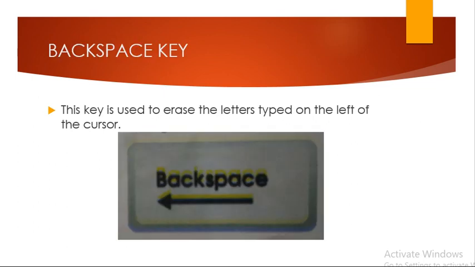Now our next is the backspace key. As you can see here, this is the backspace key. This key is used to erase the letter typed on the left of the cursor. This point is to be noted very carefully because this key is used for erasing the letter which is on the left of the cursor. Whichever character is printed on the left of the cursor is erased with the help of the backspace key.